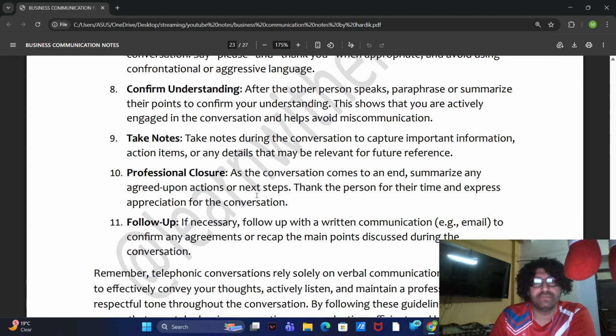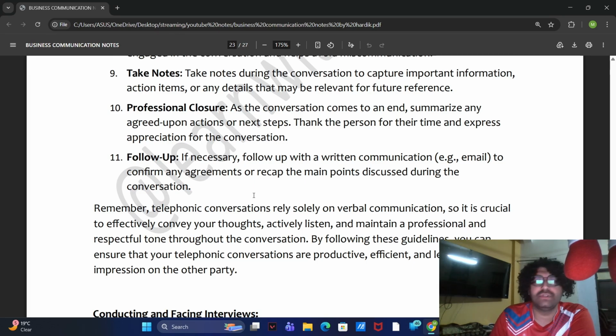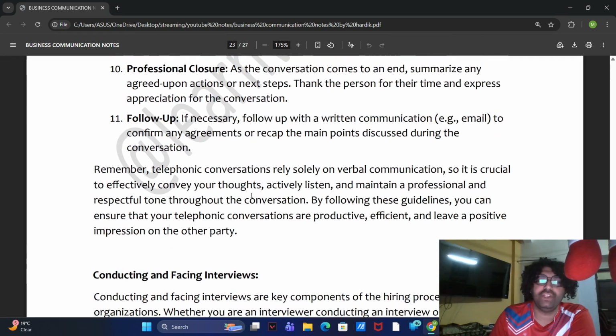Confirm understanding. After the other person speaks, paraphrase or summarize their points to confirm your understanding. This shows that you have actively engaged in conversation and helps avoid miscommunication. Taking notes. Take notes during the conversation to capture important information, action items, or any details that may be relevant for future reference. Professional closure.